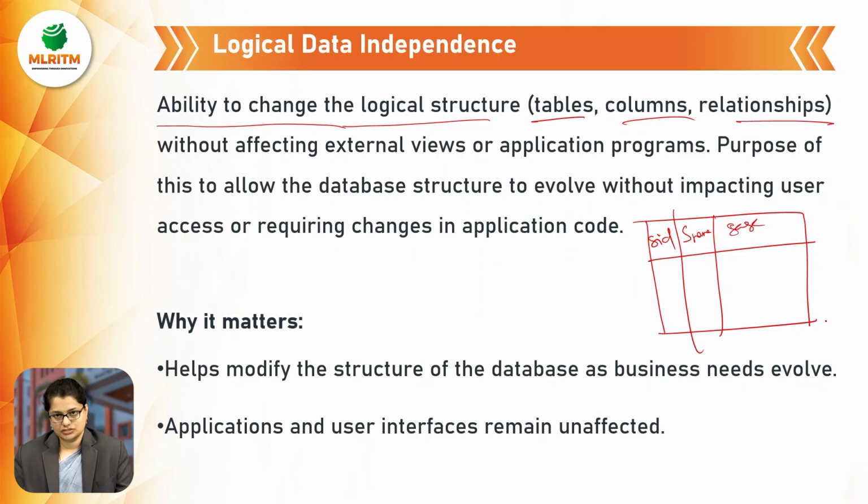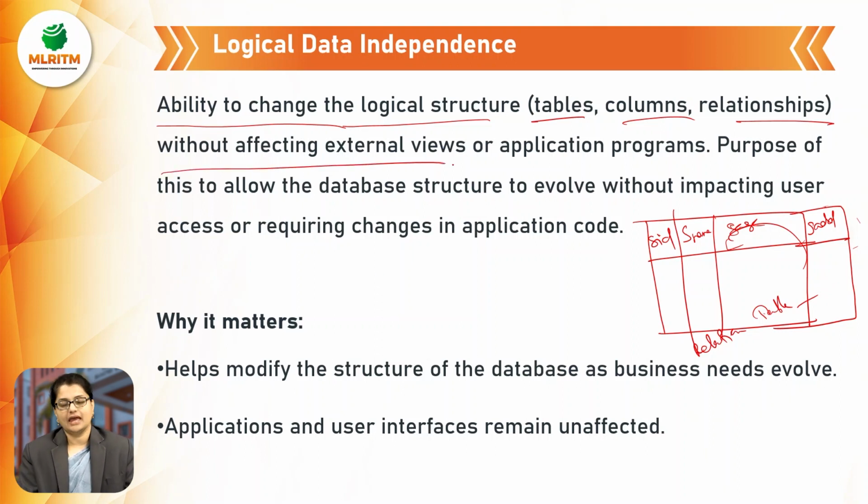After that, if I want to change that particular table, I can use the ALTER command to add one more column into the table. Suppose I am adding the student address here. It may not affect the data the table already contains. We can also give relationships from one table to another table, without affecting the external view or the application programmer.